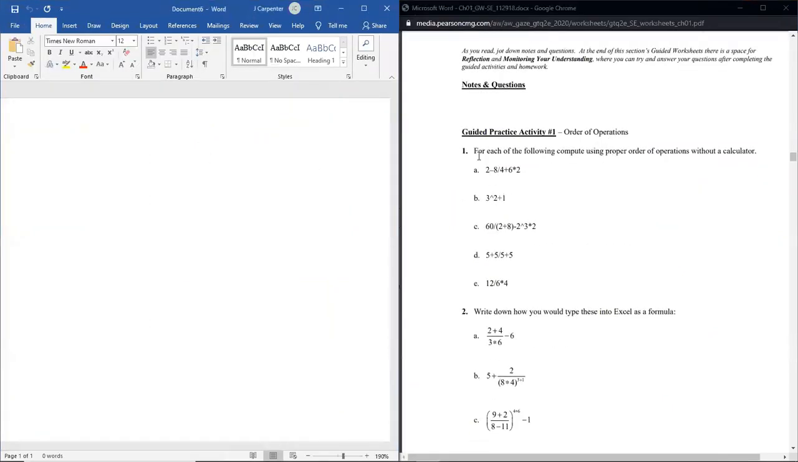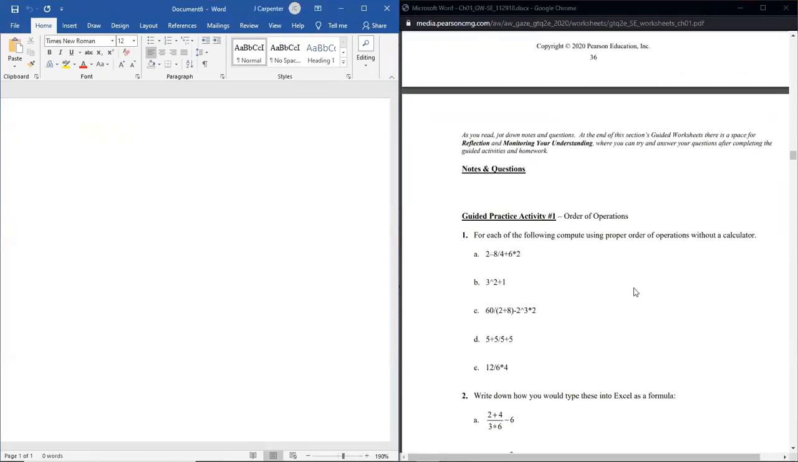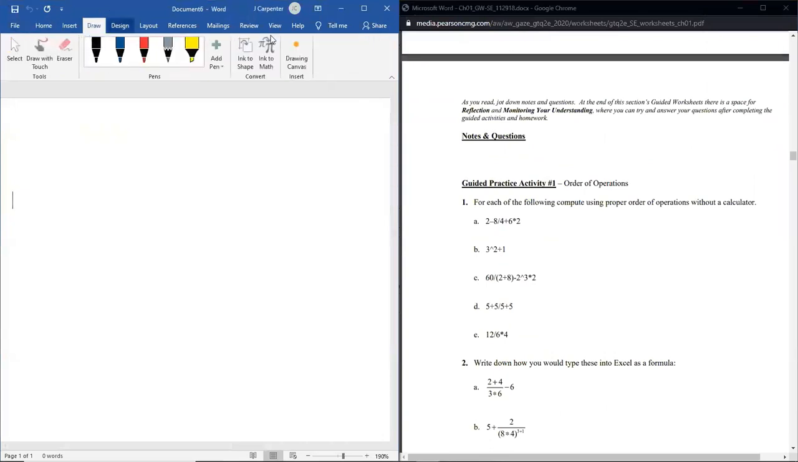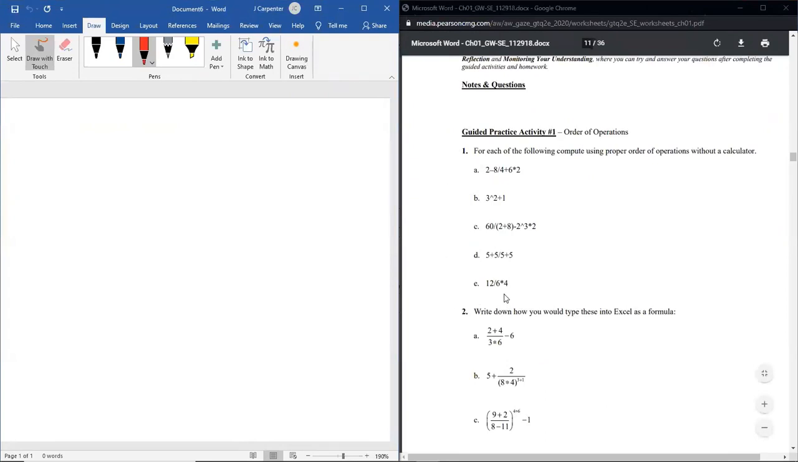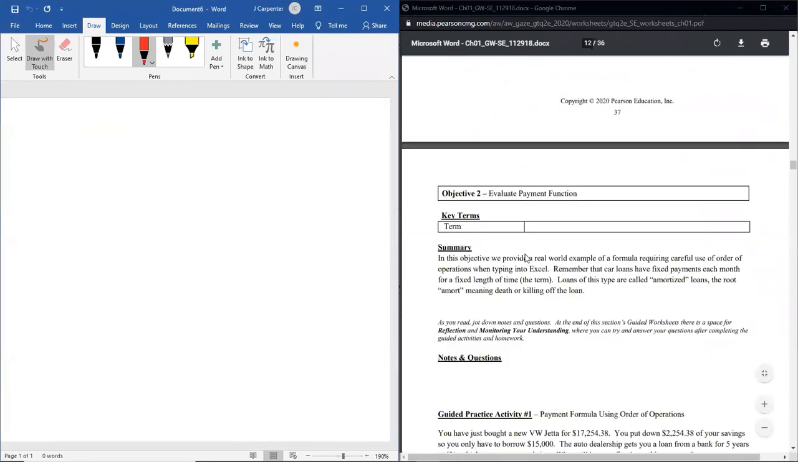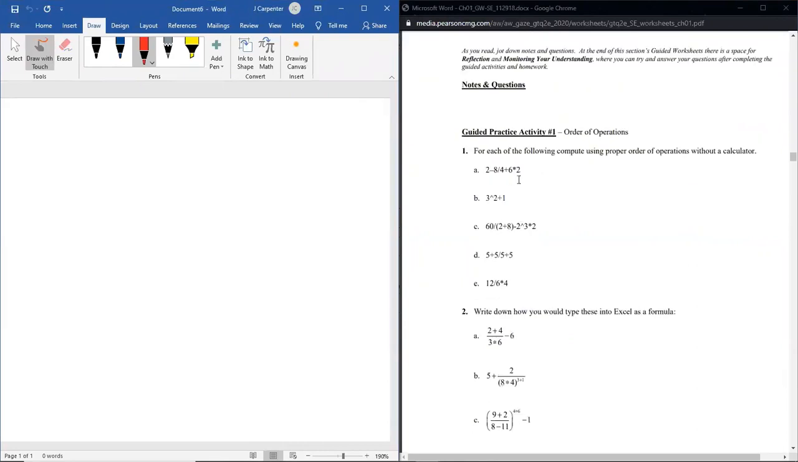All right, so guided activity number 1, page 37. Try and follow along with this. For each of the following, compute using proper order of operations. Some of these I'm going to save, some of these I won't. It's these top ones that I am going to let y'all do, but it's number 2, A, B, C. I thought there was a D for some reason. Nope, just an A, B, and C. So we're going to do these. I'm going to leave these for y'all.